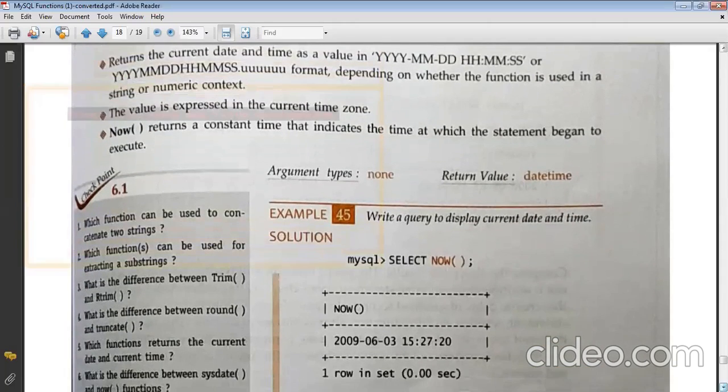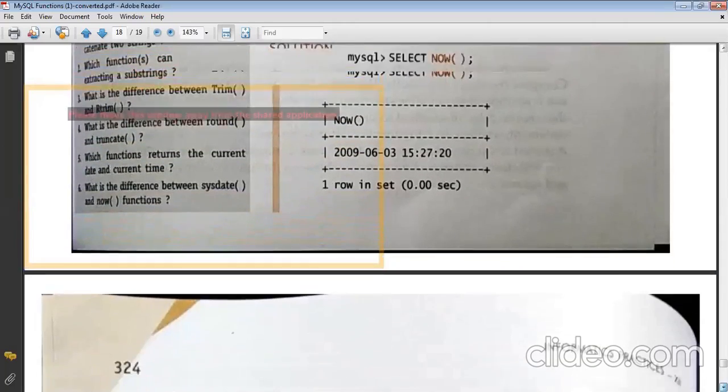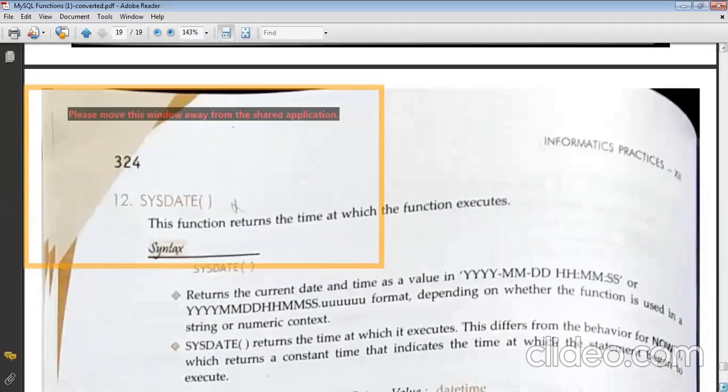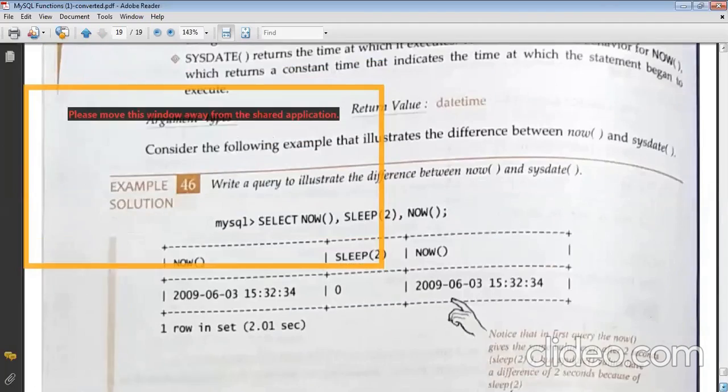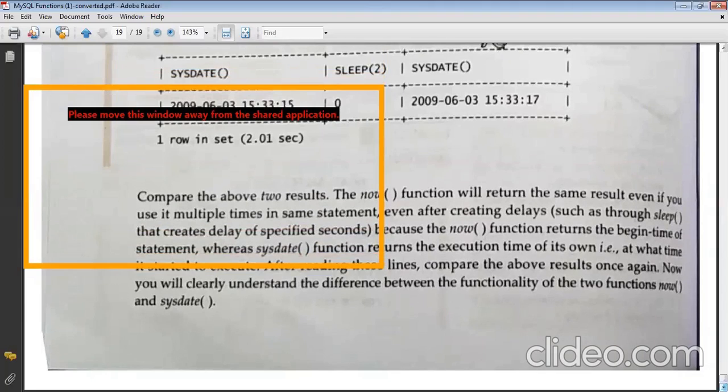So that was all for today, and we are done with the chapter, since it is not in your syllabus. That's all, I guess.